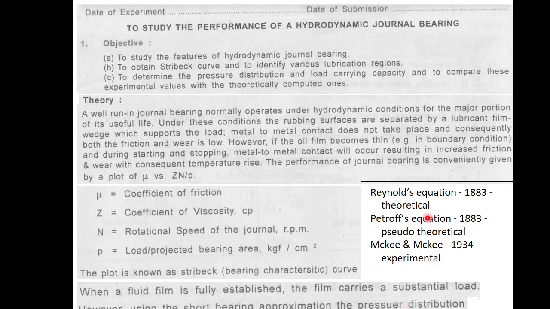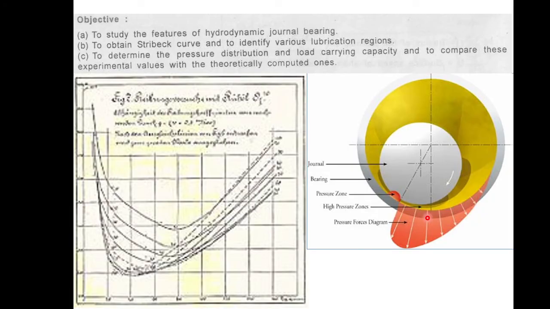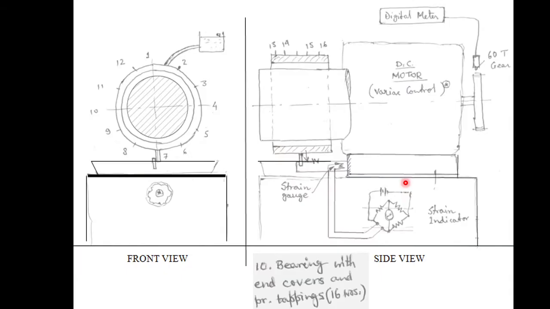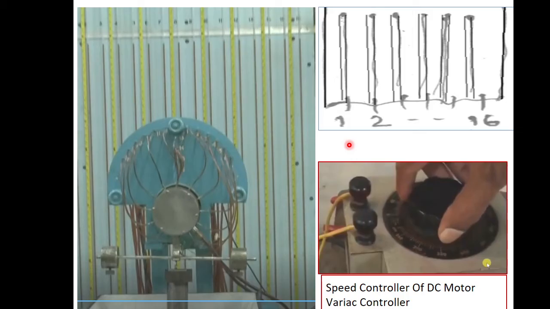Okay, this is the thing, and these are some experimental findings. For the Stribeck curve, we will be developing such curves. These are our objectives. This is the pressure distribution curve. Now this is a schematic diagram of the setup.